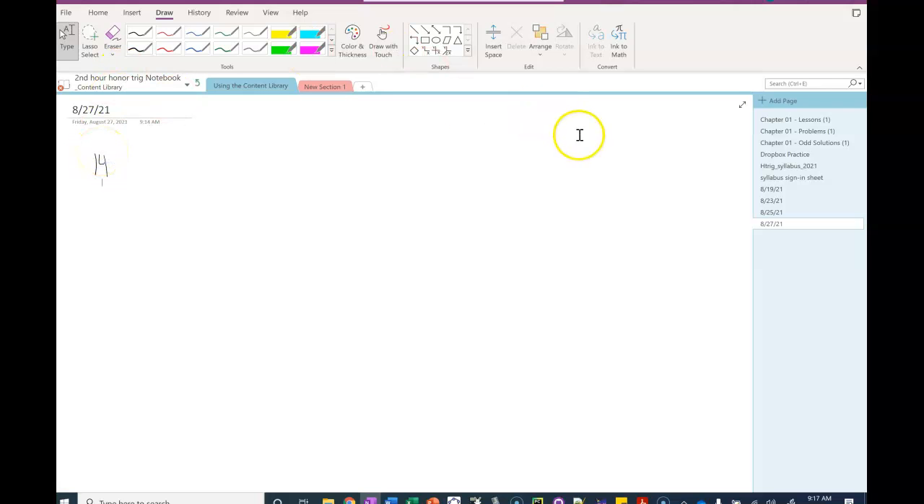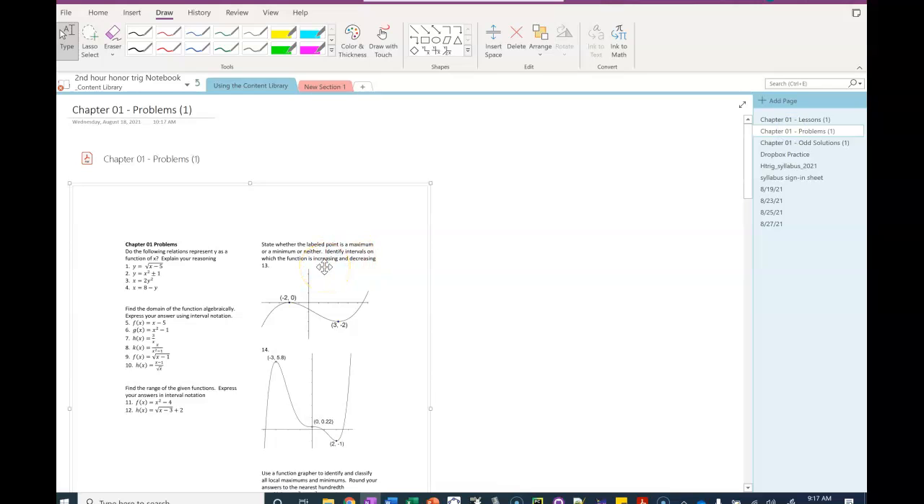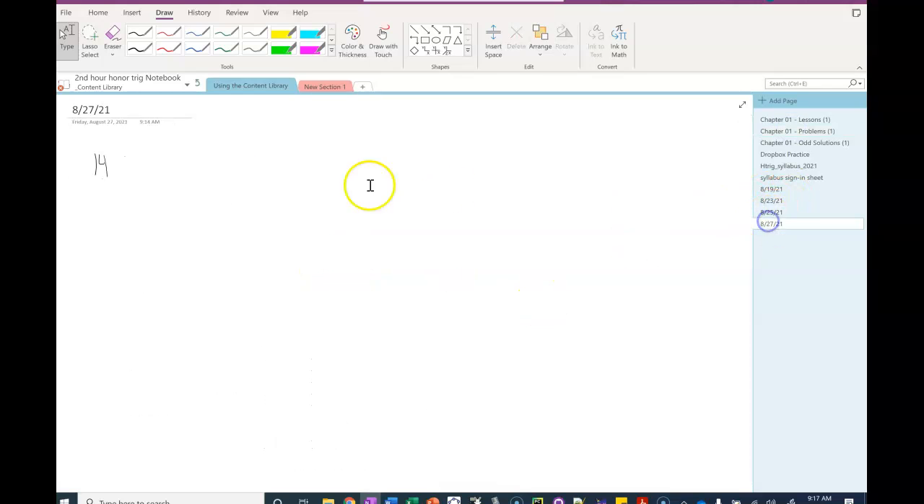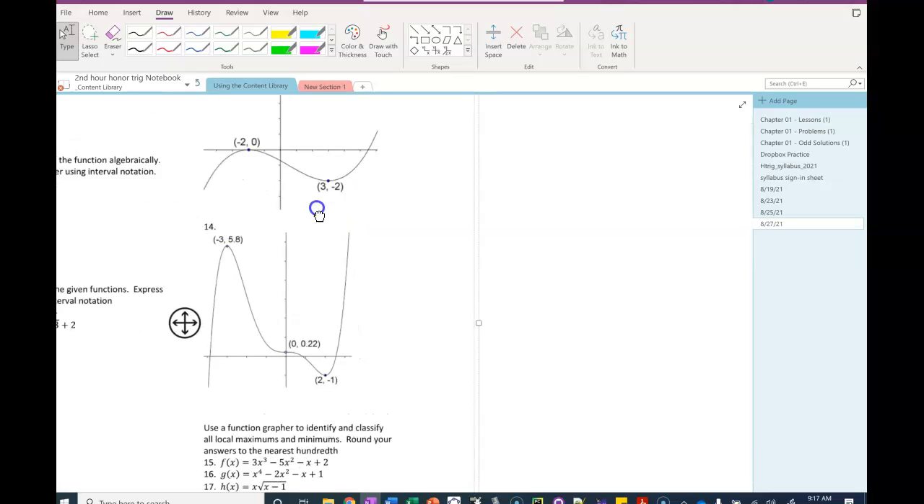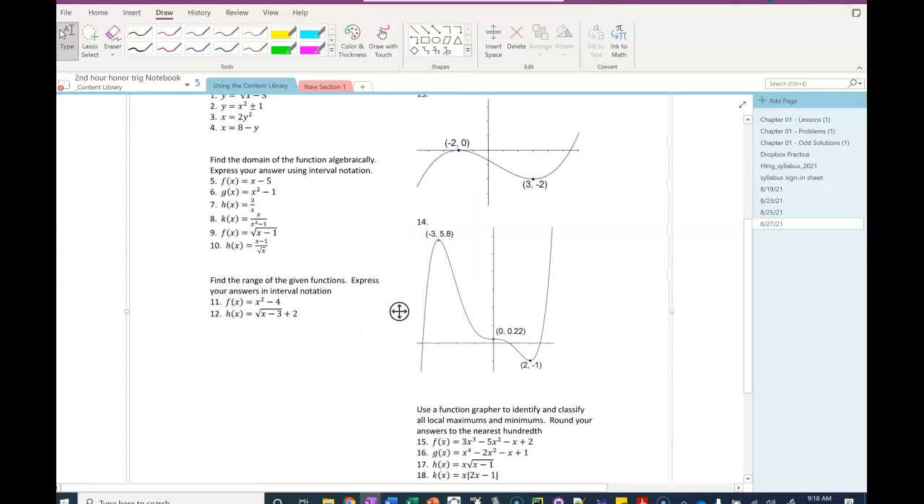Oh, let me paste in the problems. That would be easier. So this one is a graph, or referencing a graph. So I'm just going to do it on the sheet here. It says, state whether the labeled point is a max, a min, or a neither. So here we have a local max. That's a relative high point. Here we have a local minimum. That's a relative low point. Good with that.